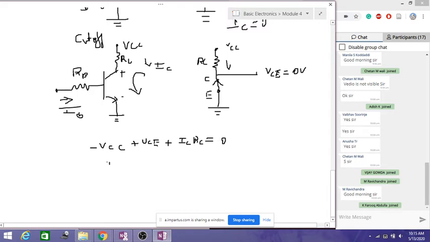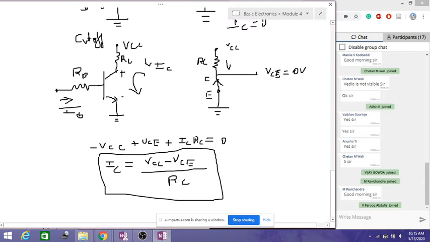Now I have to equate this equation for the IC, the collector current. So this is equal to VCC minus VCE by RC. So this is the final equation which we get. So this is the final collector current equation which we are going to utilize in the saturation region.